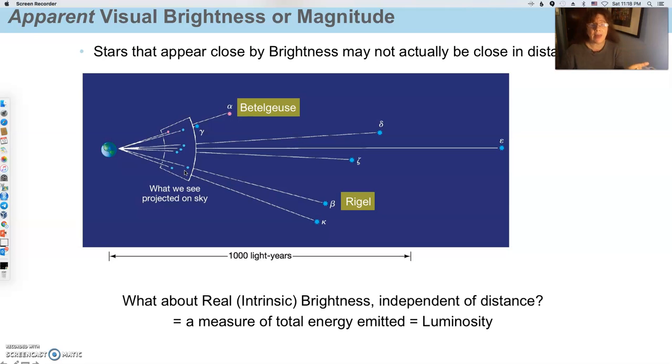So let's take a look at that, because what we see in our eyes is known as an apparent visual brightness. Sometimes you'll hear it as apparent visual magnitude, but it is our perception of how bright the star is and related to a classification. But as you can imagine, there's a lot of subjectivity to that. Luminosity is the power of the star regardless of its distance. Let's look into that a bit more.